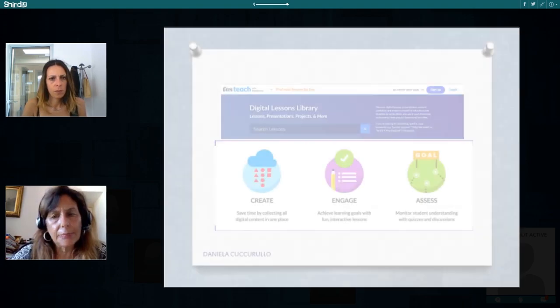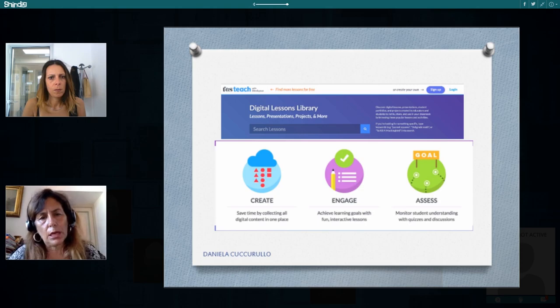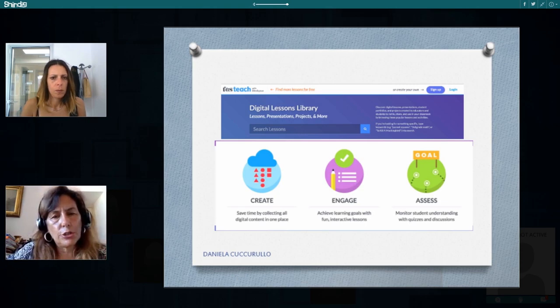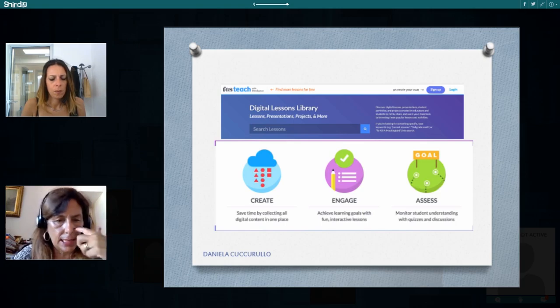In the next slide, you can also find a very useful example of a digital lesson repository. This is a sort of library where you can find presentation projects and much more. But what is nice in this website is that you can create your own lessons and share them with others. So you can engage your students in fun interactive lessons, and you can also monitor what your students are doing, because there is a sort of authentic rubric where you can check the understanding for quizzes and discussions.